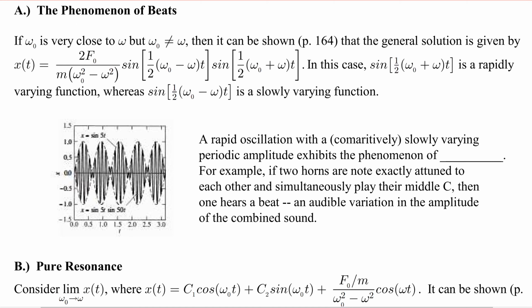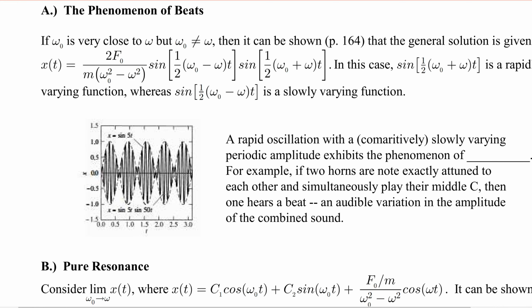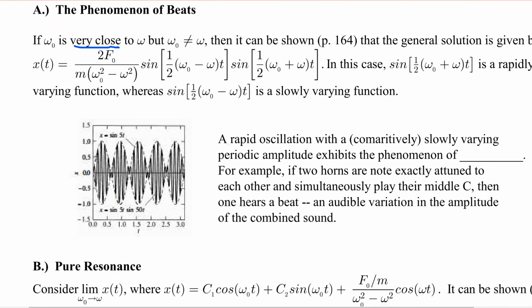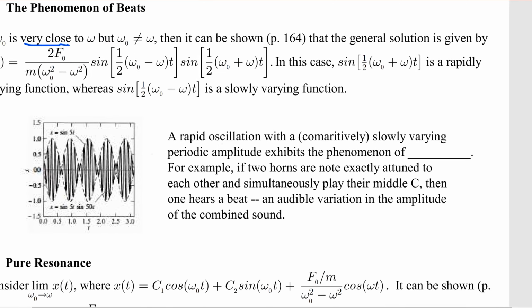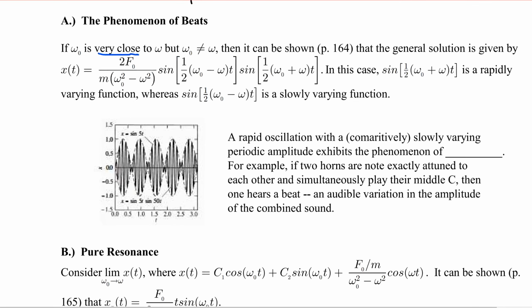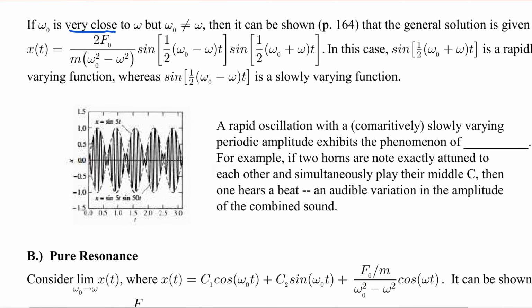We're going to consider 2 phenomena, the phenomenon of beats and pure resonance. If omega naught, now remember, omega naught is the natural frequency of the spring, and omega matches the frequency of my external forcing function. If omega naught is very close to omega, but omega naught is not equal to omega. Now, this is a very relative expression here, very close to. That means they're very similar. The closer they are, the more we're going to experience what's called the phenomenon of beats.